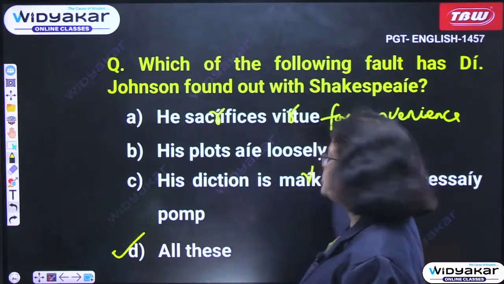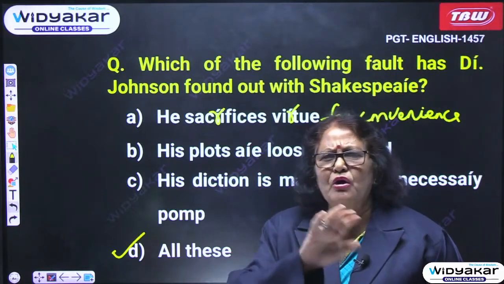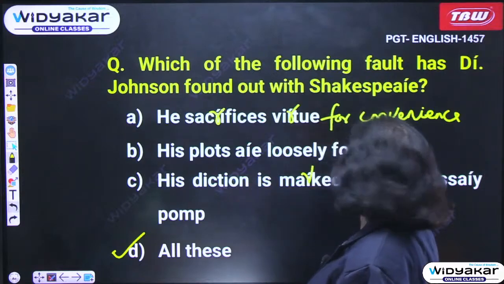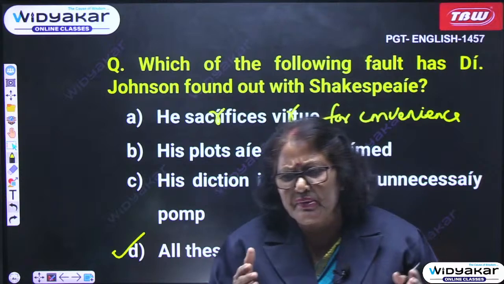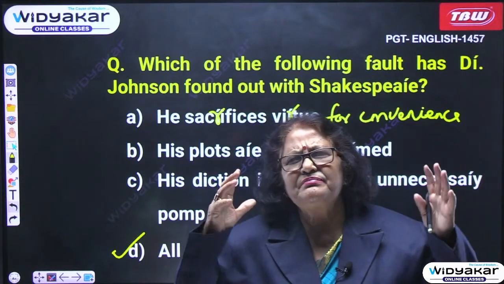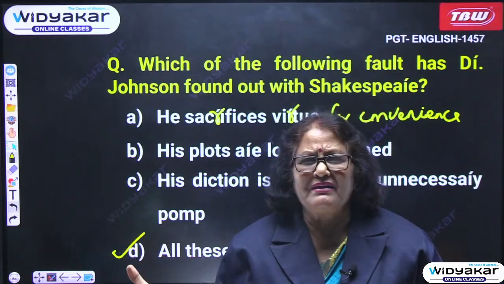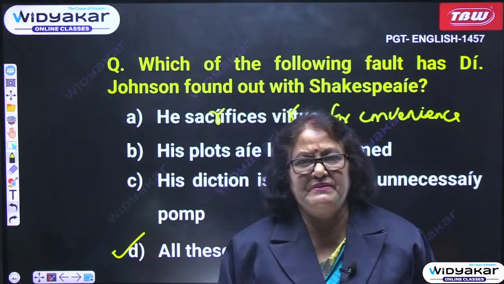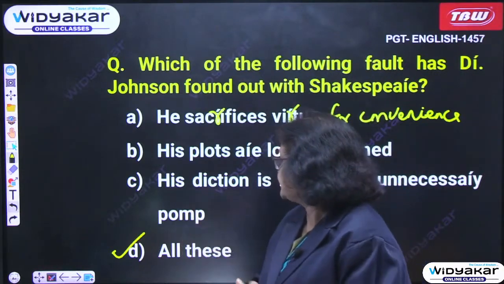Second, his plots are loose, and Shakespeare never had control over plots. This is true. His diction is marked by unnecessary pomp, meaning his language was unnecessarily literary and ornamental, to please people, though it was not needed. These are the faults of Shakespeare according to Johnson. So option D is the right answer, all of these.